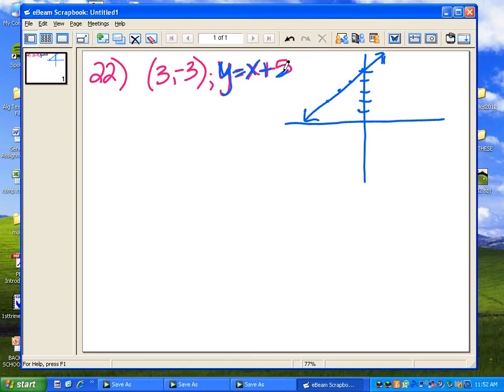Okay, so now I'm going to do a perpendicular line. And I'm going to choose orange for my perpendicular. And I'm going to write that I'm doing the perpendicular line. And I'm going to go ahead and write what the equation is supposed to be. What's my slope supposed to be, Jared, of this perpendicular line?